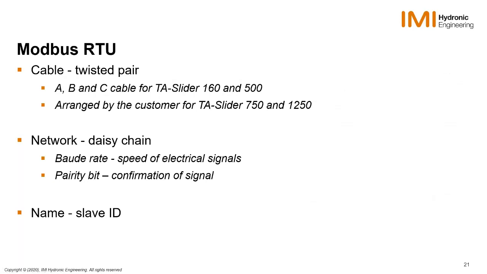So Modbus RTU, if we should summarize this, you have your cable here, twisted pair, and for 160 and 500, you have your A, B, and C cable. If you have 750 or 1250, the customer needs to arrange this with their own twisted pair cable. Your network is built with this daisy chain going from the master through each slave. Here it's important to make sure you have the same baud rate for everyone and the same parity bit for all. So just make sure they speak with the same speed and that the confirmation of the signal is done properly. Then you have the name, which is done with this slave ID. So that was Modbus RTU.